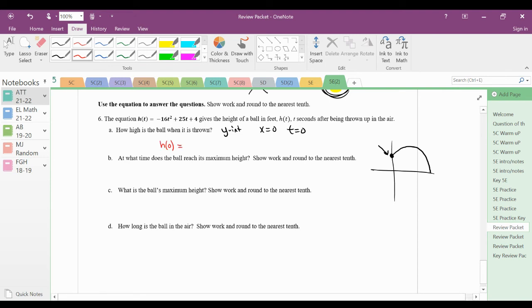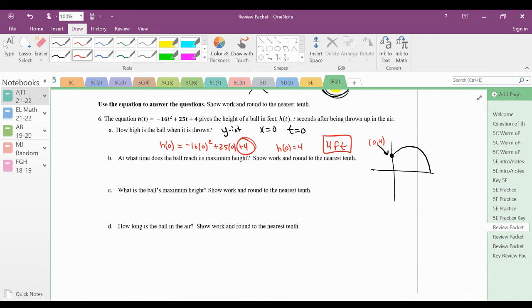The height at 0 seconds is equal to negative 16 times 0 squared plus 25 times 0 plus 4. You'll notice, those first two terms turn into 0, right? 0 squared is 0 times negative 16, still 0, plus 25 times 0, still 0. So we're really just left with an answer of 4. So we would say that the height of the ball is 4 feet to start. That's our y-intercept. It's technically the point there at (0, 4). When 0 seconds in, the ball's 4 feet in the air.